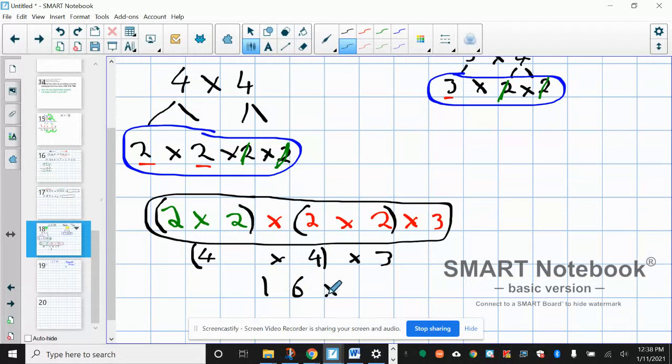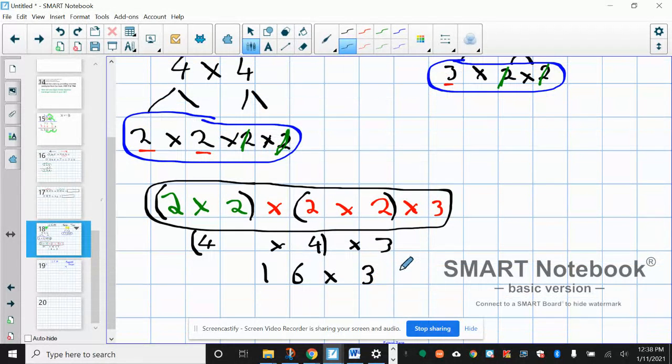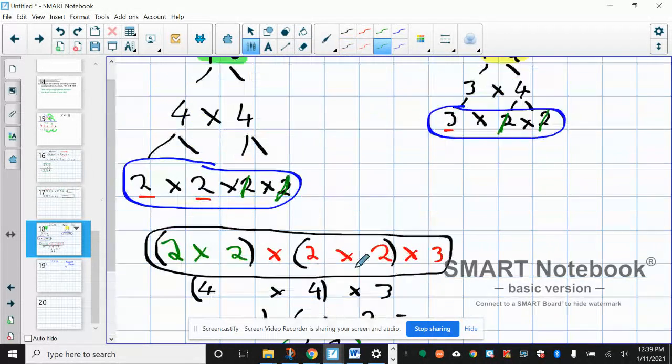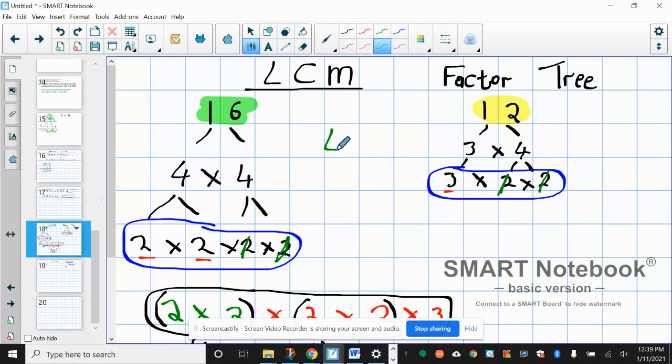Please excuse my messy writing, you will be much neater. Now I have 16 times 3. And when I go ahead and perform that last calculation, 16 times 3 is 16, and 16 is 32, plus 16 is 48. So we have identified that 48 is the lowest common multiple of the numbers 16 and 12.